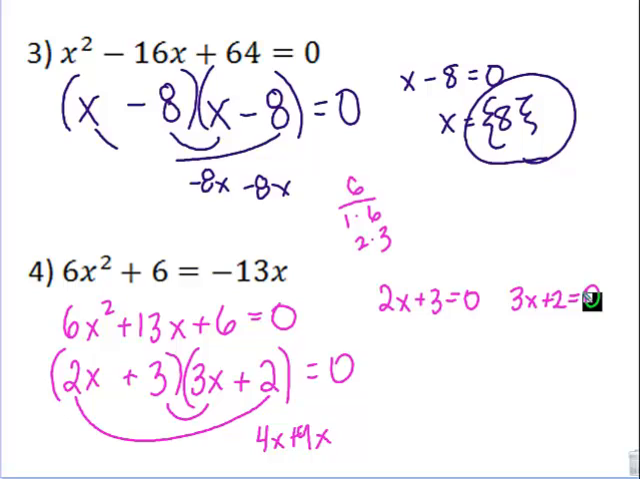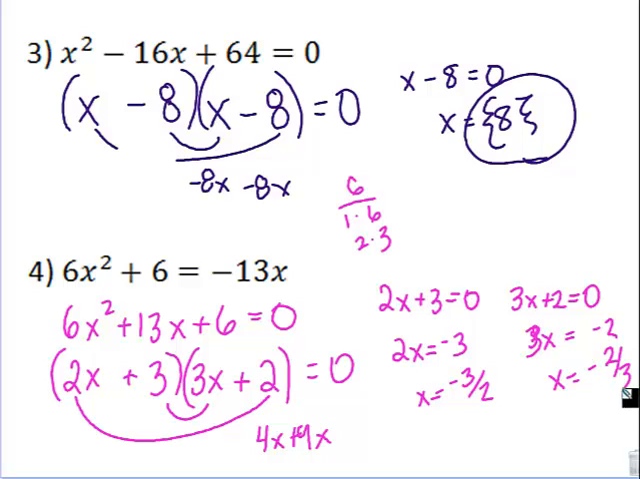So if 2x plus 3 equals 0, that means 2x is equal to negative 3. Divide by 2, so x is equal to negative 3/2. If 3x plus 2 is equal to 0, we'd subtract 2, so 3x is equal to negative 2. Divide by 3, so x is equal to negative 2/3. So then writing from least to greatest, we'll put negative 3/2 first and negative 2/3 second.